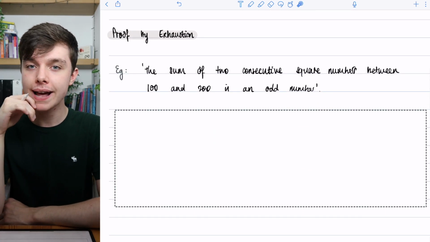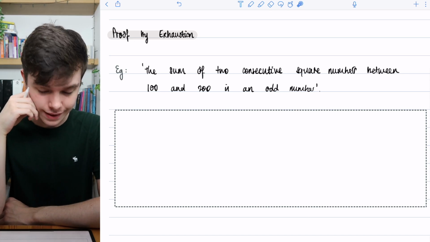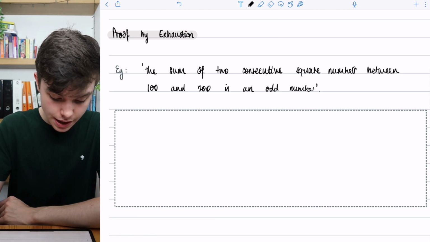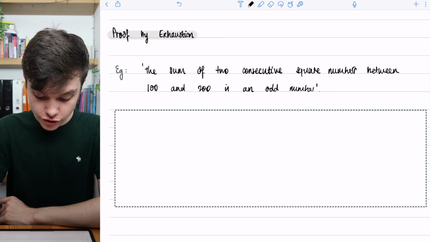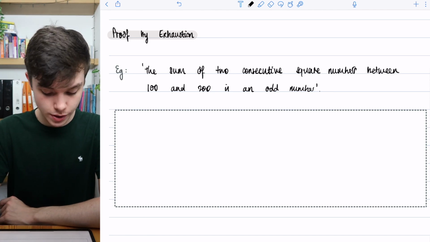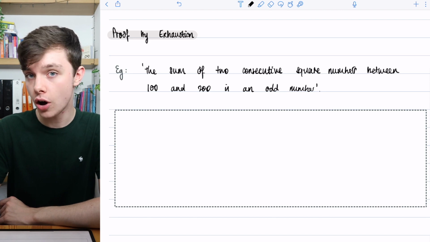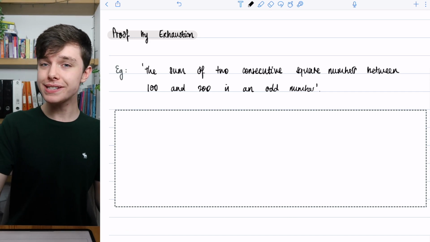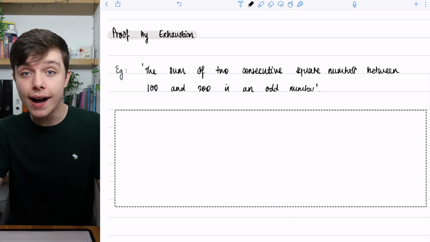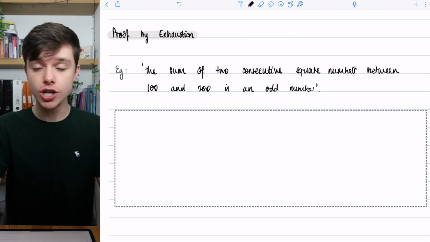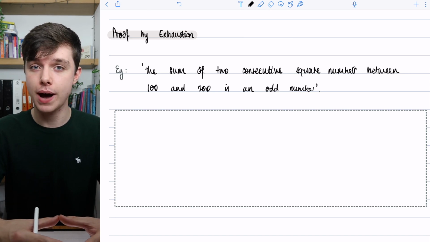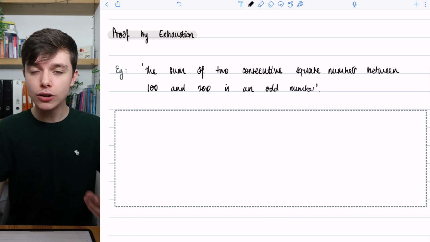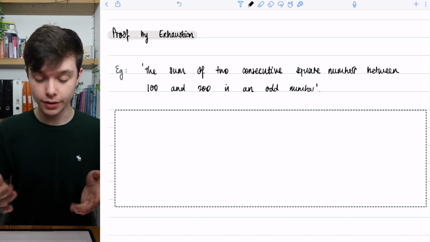Now let's have a look at proof by exhaustion. We're going to look at that just through a quick example, and then I think I have one example at the end. So proof by exhaustion says, here's an example proof. The sum of two consecutive square numbers between 100 and 200 is an odd number. I don't know whether this is true. I really don't. So what seems a sensible thing to do is just try every square number between 100 and 200 and find the consecutive square numbers and just sum them together. I don't think that's going to be too tricky. Then we've got every single situation of the statement.